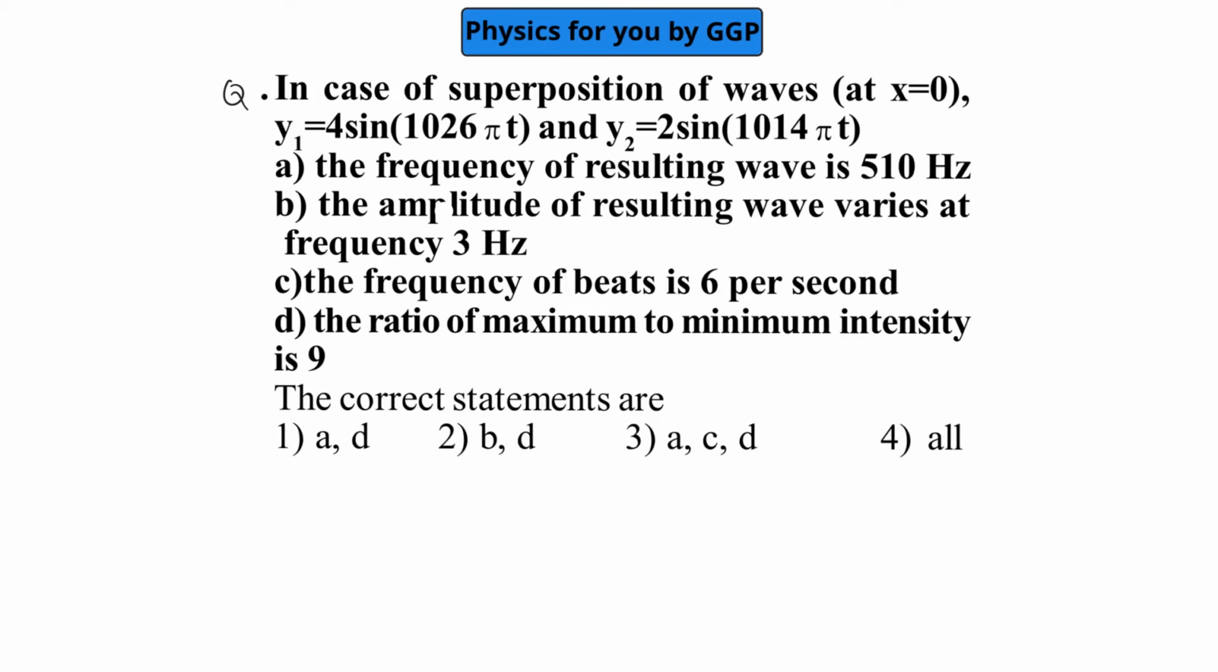It is given that in case of superposition of waves at x equal to 0, the first wave is represented as, or its simple harmonic motion equation is given as 4 sine 1026 pi t, and the second wave is represented as 2 sine 1014 pi t. So if you are writing the equation for simple harmonic motion, the general equation is a sine omega t, and the value of this omega can be written as 2 pi n t.